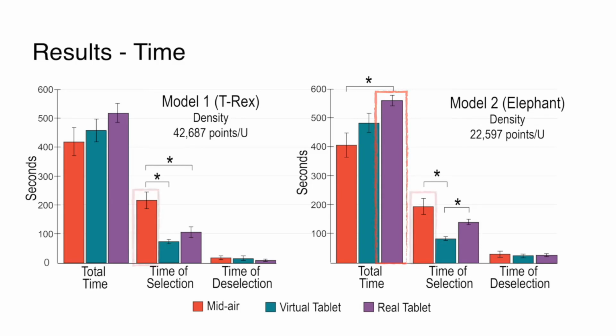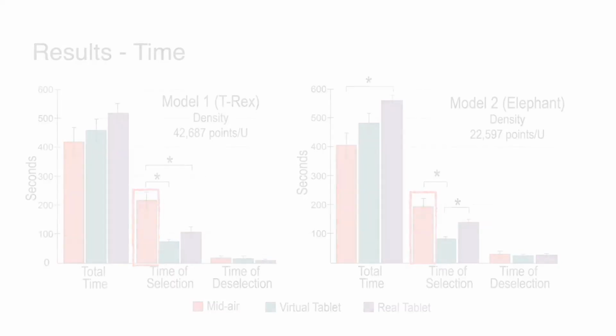One interesting observation in our result is that overall, participants took more time of selection in the mid-air only condition when selecting both models. This means that even when participants took more total time during the tablet conditions, they spent significantly more time in selection mode during the mid-air only condition. This suggests that participants could select target points faster and felt more confident about their selection, spending less time selecting, thanks to both stability and extra visualization provided by the virtual and real tablets.